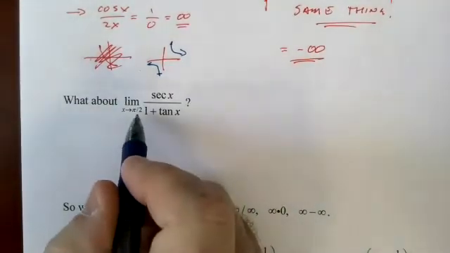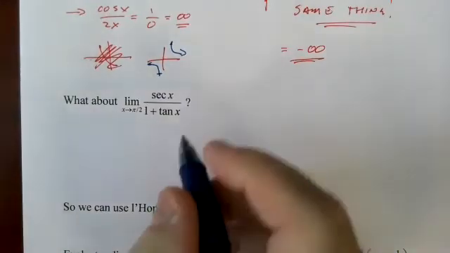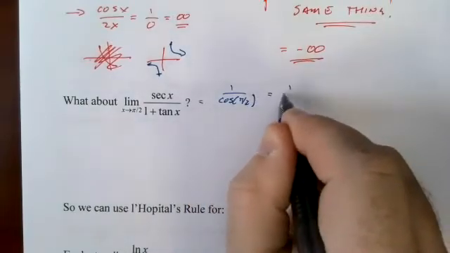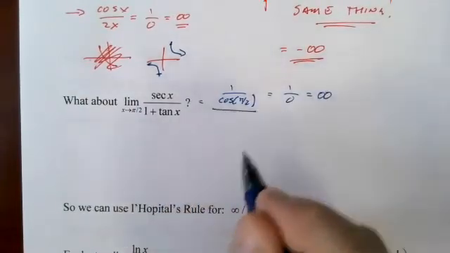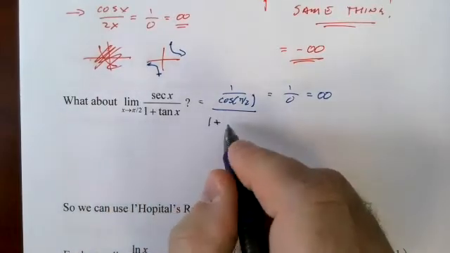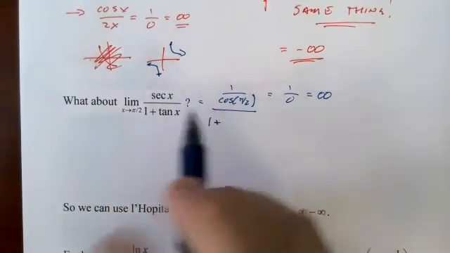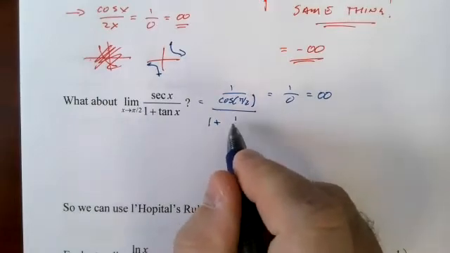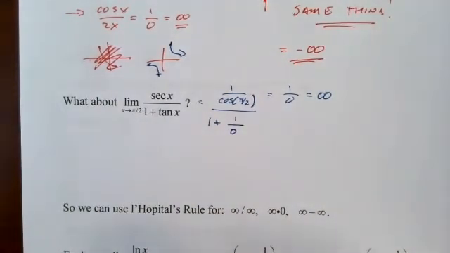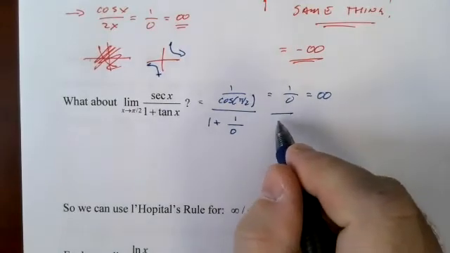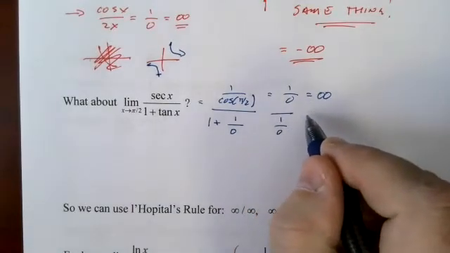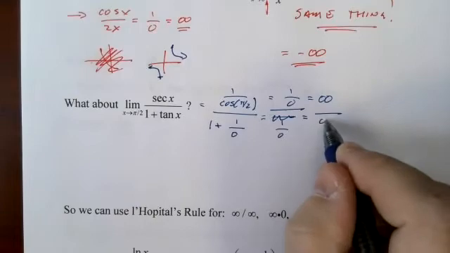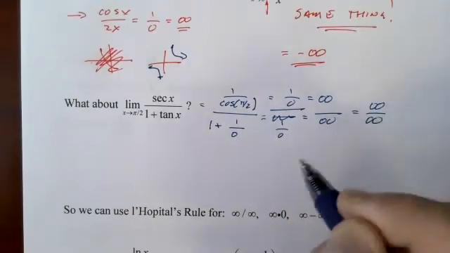How about as x approaches pi over 2? Ooh, something that's not 0. Well, that's 1 over cosine of pi over 2, which is 1 over 0, which is infinity, over 1 plus tangent of pi over 2. Right, undefined, which is basically 1 over 0, that's that line there. Infinity, which is infinity over infinity. Notice I didn't say that equals 1.